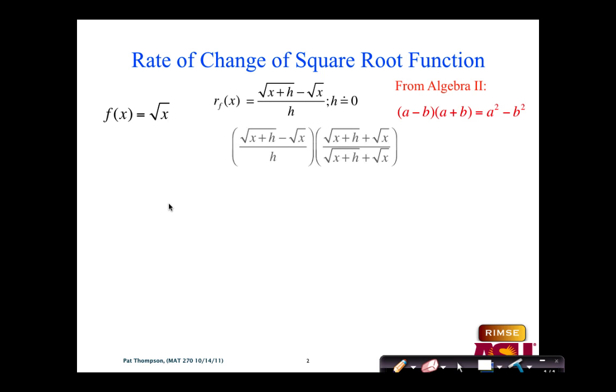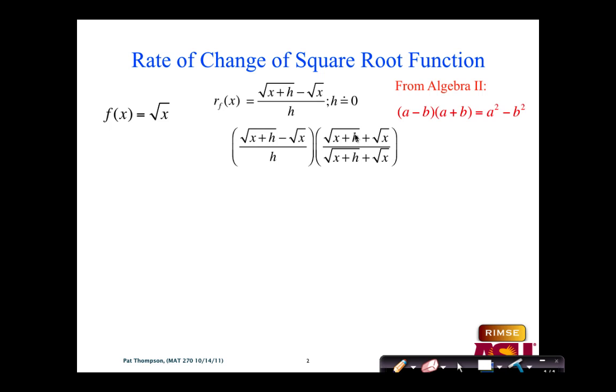So this r sub f of x, you see there are these two factors here. The one on the left is r sub f of x. The factor on the right here is a fraction that has the same expression on the top and bottom. It looks fairly horrible, but it is equivalent to 1 as long as the radical expressions are well defined. They're not weird imaginary things. Or 0. I don't want 0 over 0. I want the top and the bottom to be the same.